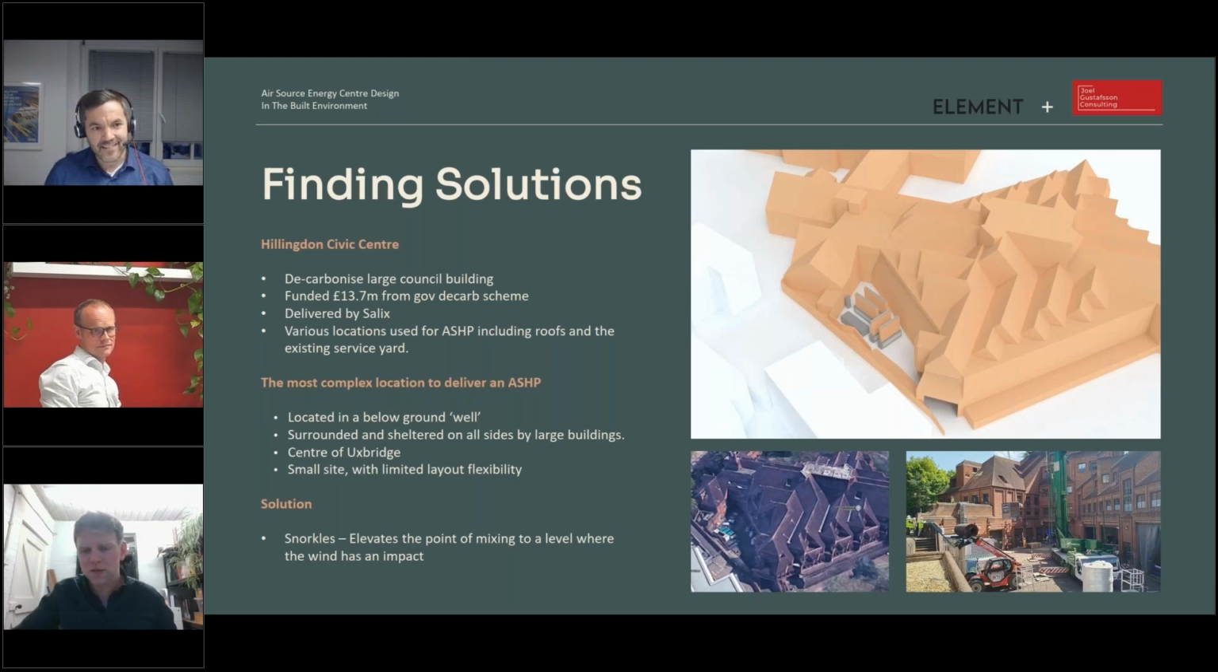There's some examples there, some photos there of the installation of the heat exchangers. These ones that they're lifting here are going up to the roof. But as soon as they cleared this area, we can already see the services and infrastructure going in for the service yard heat exchangers. So a really interesting problem with a very interesting solution.